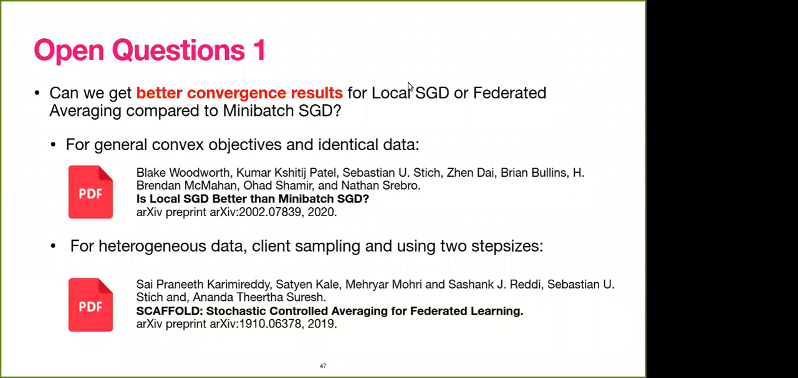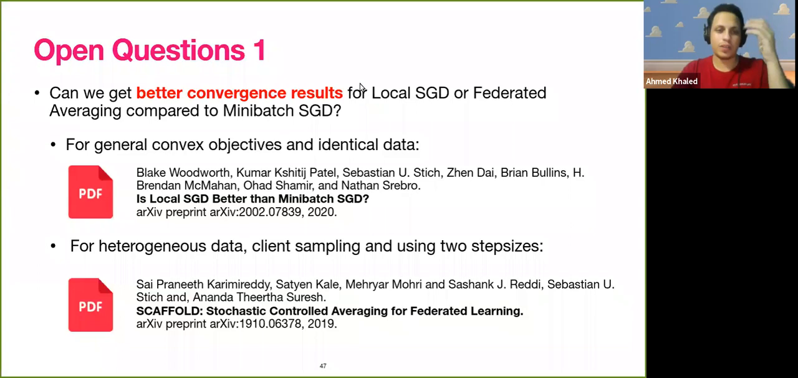All right. So there's also this other paper for heterogeneous data, which does consider using client sampling and also uses a very nice trick of using two step sizes. It is by Sai Praneeth Karimireddy, Satyen Kale, Mehryar Mohri, Sashank Reddi, Sebastian Stich, and Ananda Theertha Suresh. The paper is entitled about SCAFFOLD, but it also includes an analysis of federated averaging. They show that better results are obtained if you use this two step sizes trick.